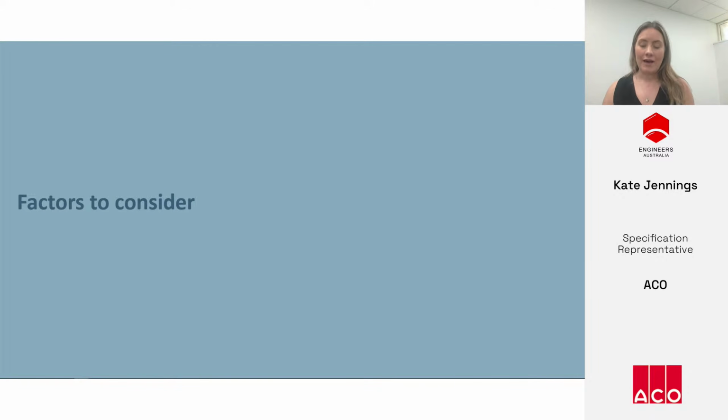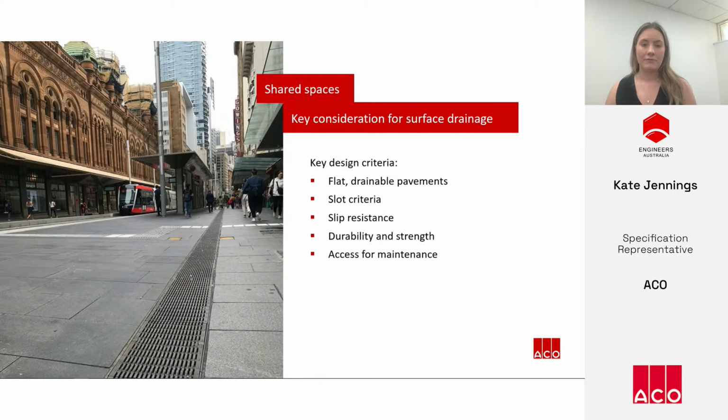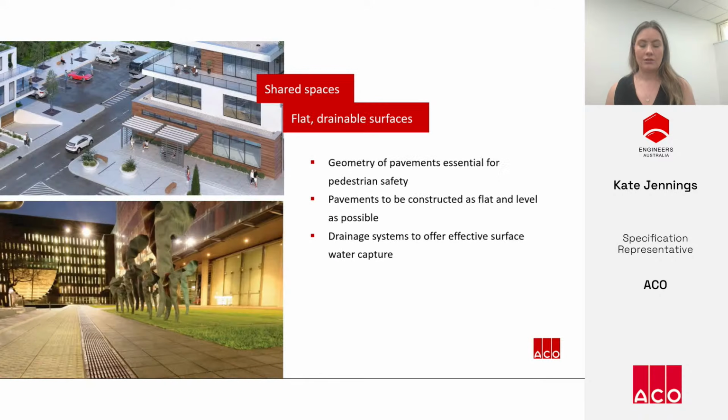We'll now look at some key factors to consider when designing drainage systems within shared spaces. Ideally, shared spaces are located in areas with relatively flat pavements, and the surface drainage needs to be designed with an appreciation of the grate slot sizes, slip resistance, loading, durability, and must be designed for both pedestrians and motorists to use.